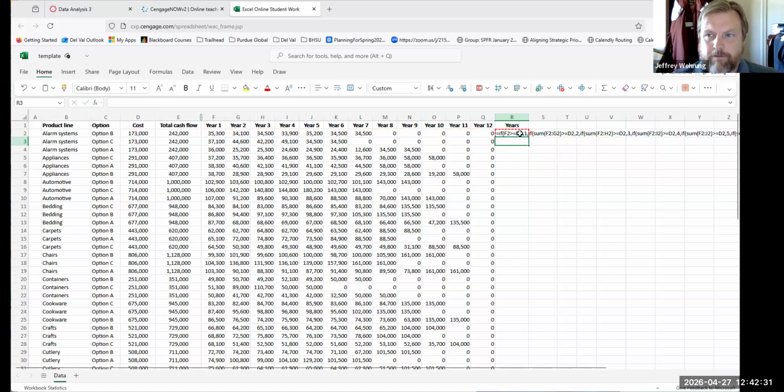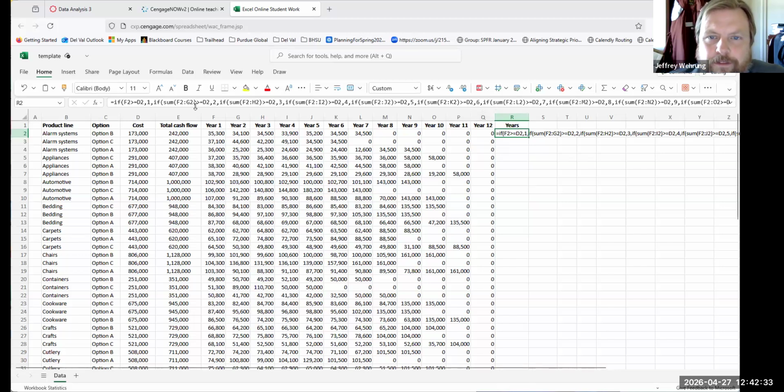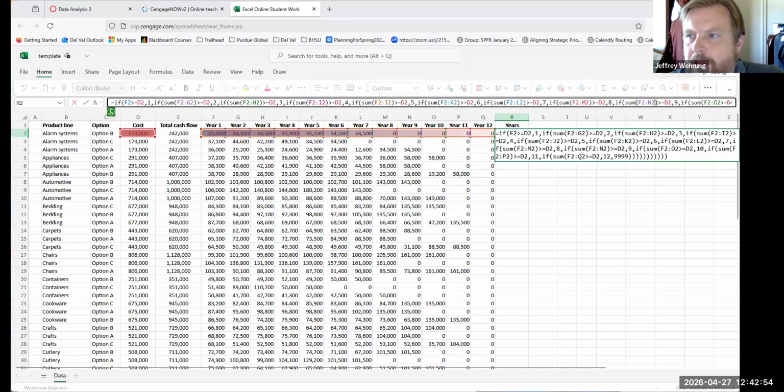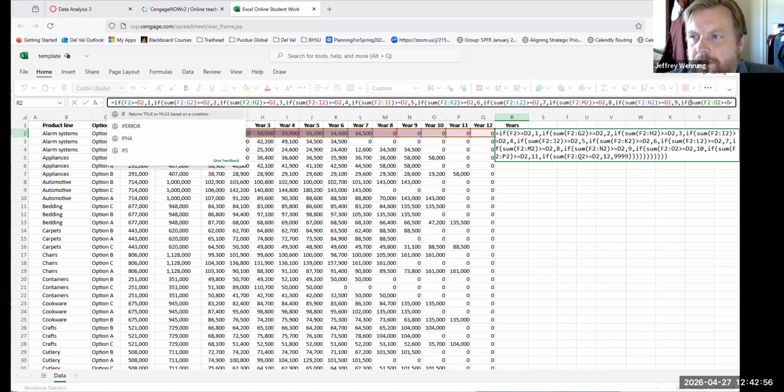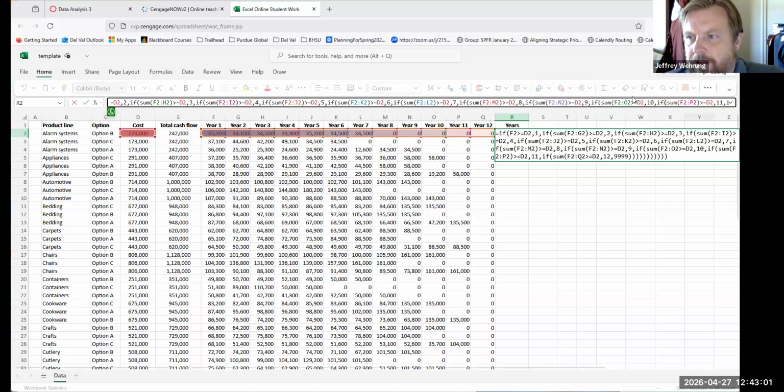Uh-oh, I have an error somewhere. Okay, let's look through it. Let's look through our whole formula: if the sum of this, if the sum of this, if the sum of this, if the sum of this, if the sum of this, sum of this, sum of this, okay, 9. I see it. Right here, I didn't have my close parentheses after that sum statement.